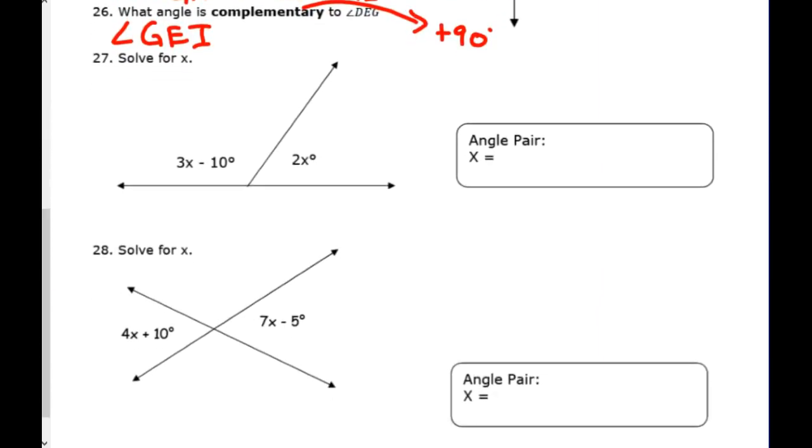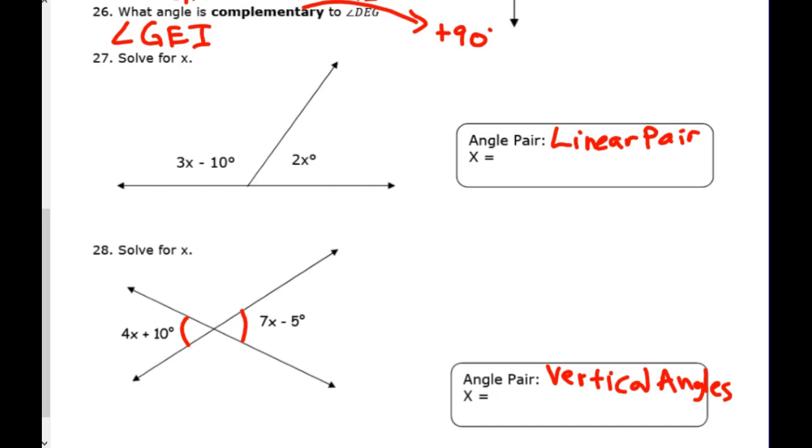27 and 28, first let's do the angle pair. What do I call these two angles that make a straight line? Linear pair. Number 28, what do I call these two angles that are across from each other and are congruent? Well, those are vertical angles, whether they're vertical on the page or not. Across from each other is vertical angles.